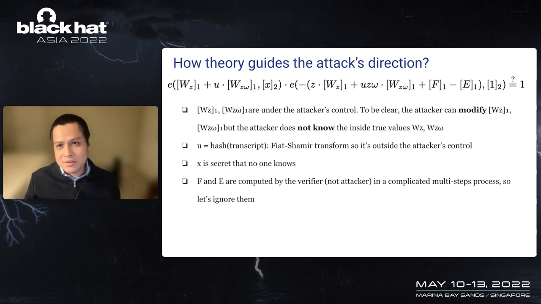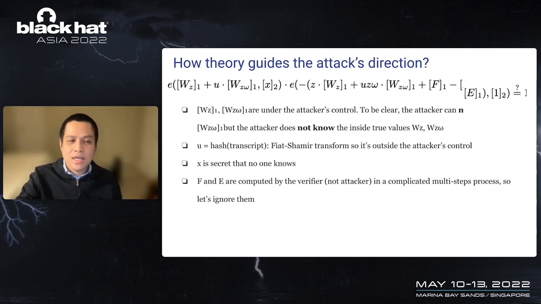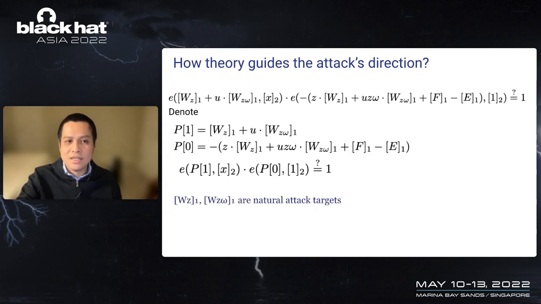x is a secret that no one knows. In our case, even the prover and the verifier don't know what x is. And F and E are computed by the verifier in a very complicated process. So we ignore it. It's complicated. We don't care. We only want to attack the weakest point. Okay. So W_z and W_zω are natural attack targets. To simplify the notation, denote P1 as the first component of the first pairing, and P0 as the first component of the second pairing. And then we want to check the product of the two pairings equals one.